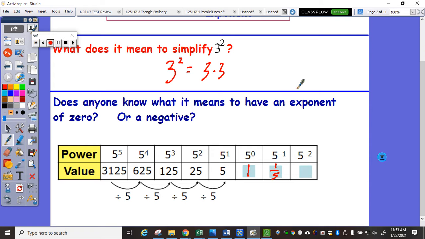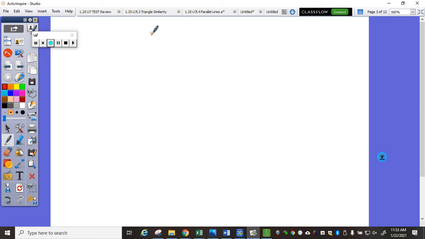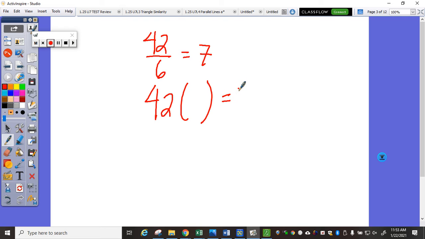What's 5 to the negative 2? Well, let's go to a separate place for a second and talk about division of numbers. We all understand that 42 divided by 6 gives 7. So 42 times what number is going to give me 7? 1 over 6. So if we are dividing by 6, that is the same thing as multiplying by 1 over 6.